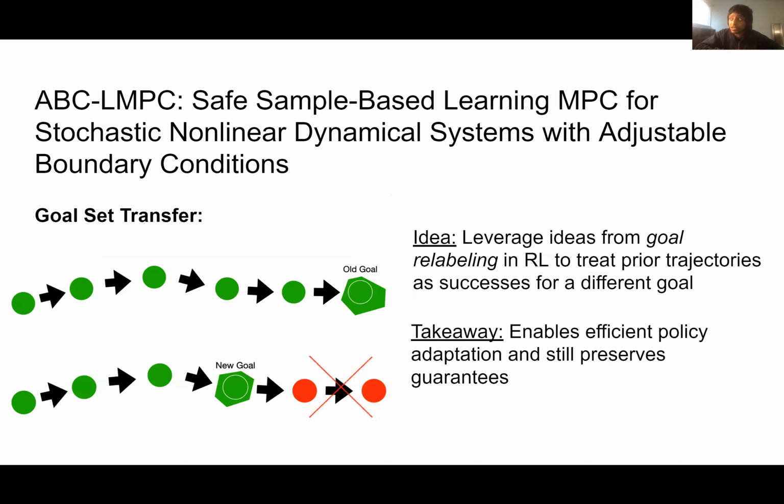We then present a procedure to adapt the safe set to novel goal sets using a procedure similar to work in hindsight experience replay and other goal relabeling techniques in RL. The safe set is retrained on the prefixes of trajectories that intersect with the new goal set. And this again preserves the same guarantees as long as the new goal set is robust control invariant.